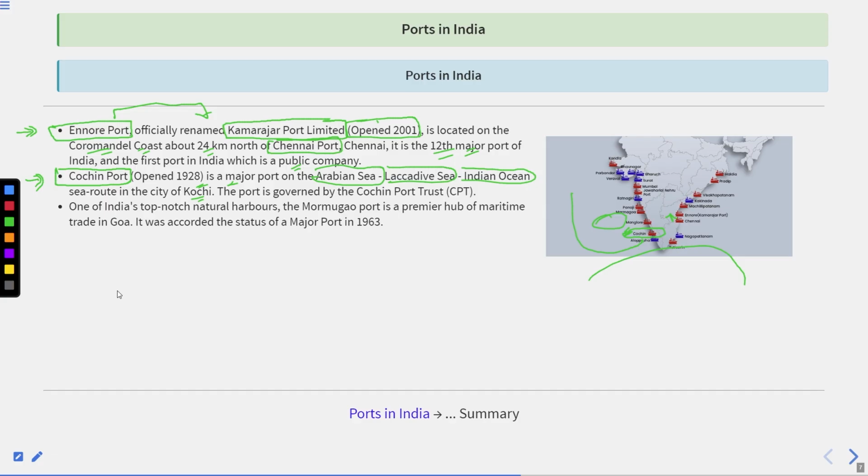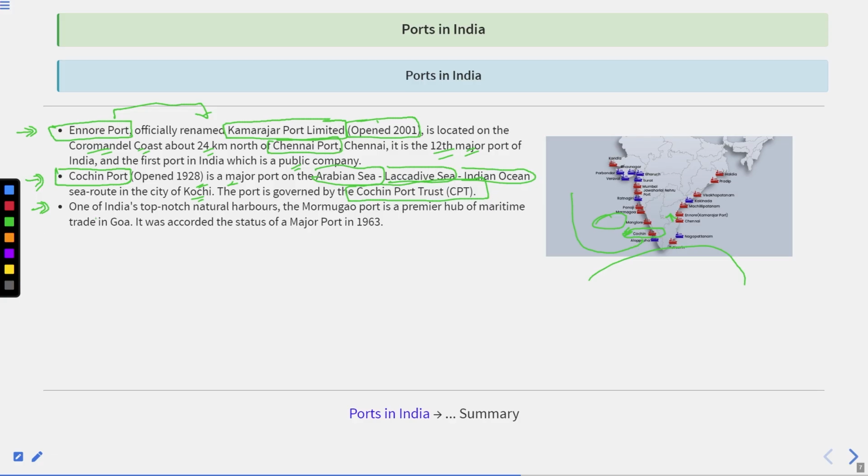And it lies in the city of Kochi, Kerala. The port is actually governed by the Cochin Port Trust, CPT. Okay, and remember, Cochin is also an important military naval base of India. All right, like we could say, there is a Southern Naval Command.